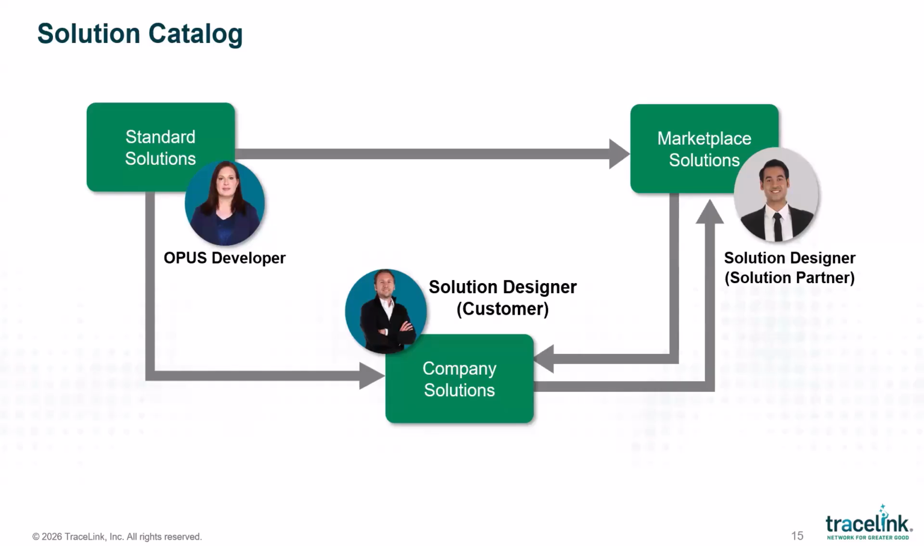Company solutions provide the power for companies to make their own configurations. Imagine these are exclusive copies for the company which other companies do not get to see. A company solution can be created by saving a standard or marketplace solution. Once saved, they can configure the solutions and start using them right away. TraceLink solution partners and TraceLink professional services teams can also assist customers in configuring company solutions to ensure a perfect fit. The company solution can also be published as a marketplace solution.